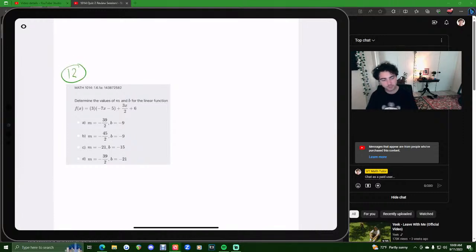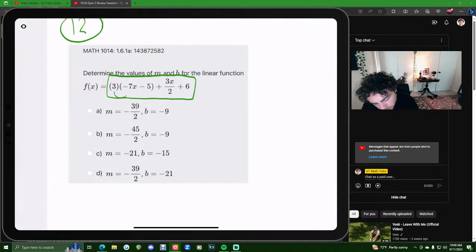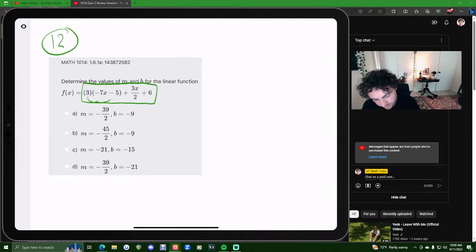Here's number 12. They say determine the values of m and b for the linear function. So they've given us the function in a weird format. What we have to do is expand it, simplify it, combine like terms, and hopefully get it in the form of y equals mx plus b, or f of x equals mx plus b, okay? So we're just starting with this here. First thing we could do is probably distribute this 3 to the minus 7x and the minus 5.